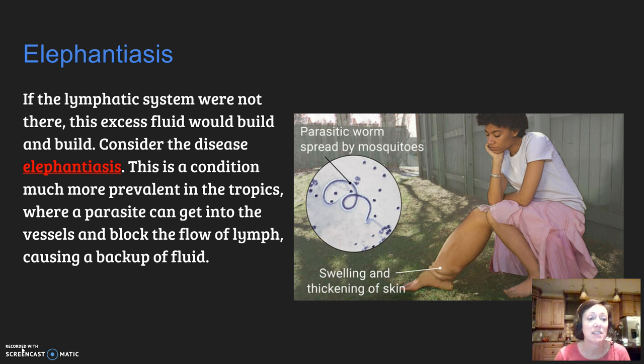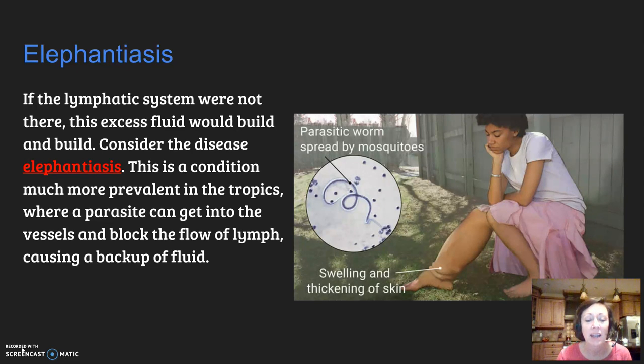If the lymphatic system wasn't there, in addition to building up excess fluid, you could build up a disease called elephantiasis. Now, elephantiasis, as this picture shows, is a condition that leads to severe edema, and in most cases it's only unilateral. It's on one side of the body, in one limb. So elephantiasis is caused by a parasitic worm in some of these tropical areas that's spread by mosquitoes.